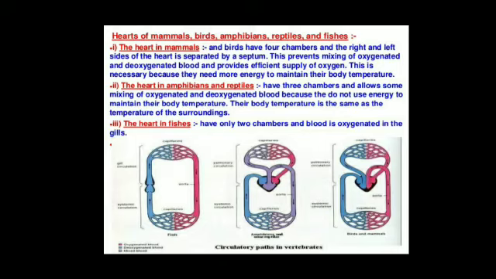The heart in Pisces or fishes. They have a two chambered heart and blood is oxygenated in the gills.